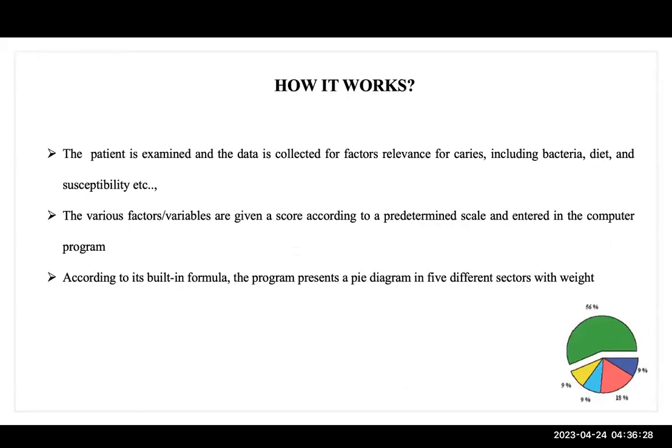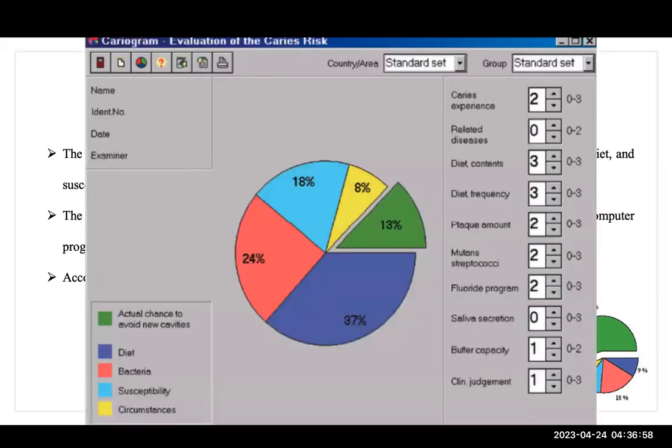So it works on simply examining the patient, asking some questions related to relevance of caries, factors relevant to caries, bacteria count, and these given scores are fed into the computer. And according to the previously built-in formula within the computer, meaning certain algorithms, the pie diagram is shown on the computer with the weightage. So a typical pie chart looks like this.